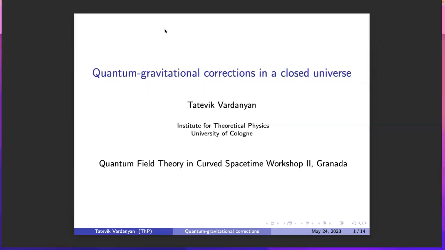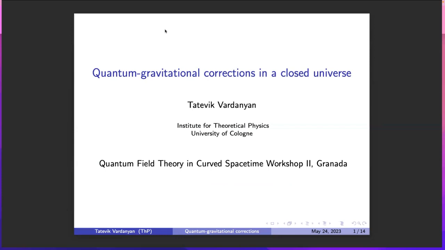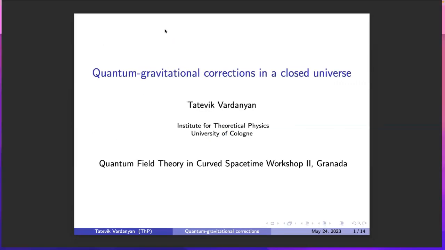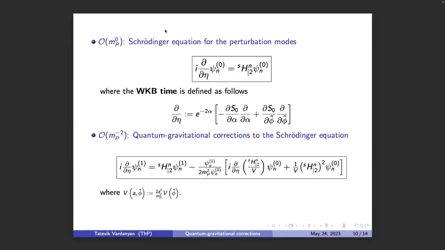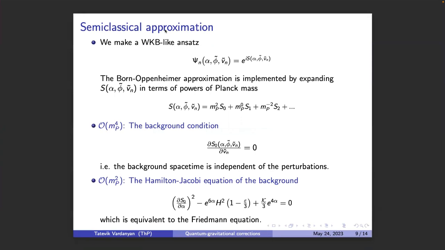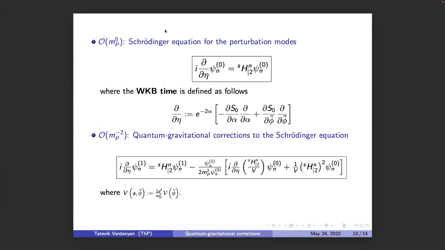At the next order, we obtain the Hamilton-Jacobi equation for the background, which is equivalent to the Friedmann equation. So classical GR. At the next order, at M_P to the 0, we obtain an equation for S1. After doing some transformations, we can end up with this Schrodinger equation, as expected.